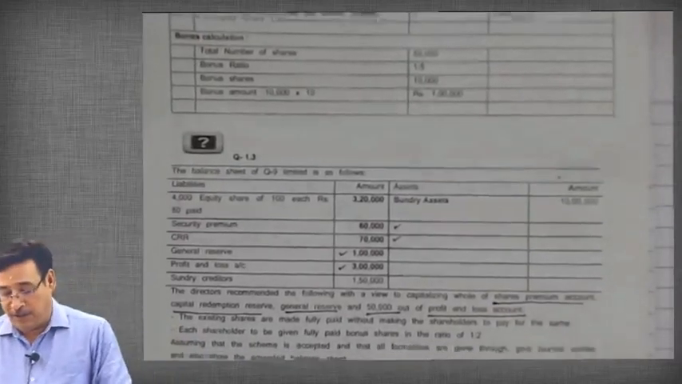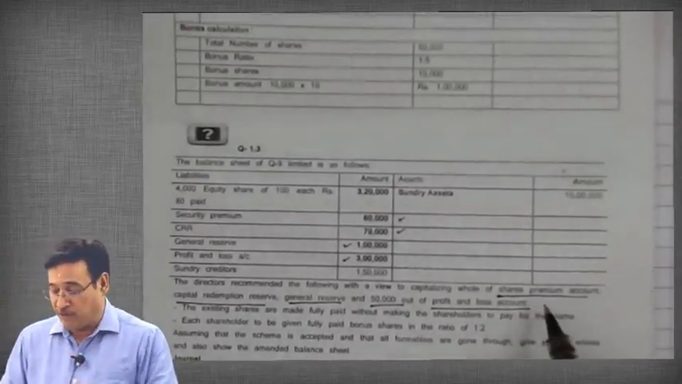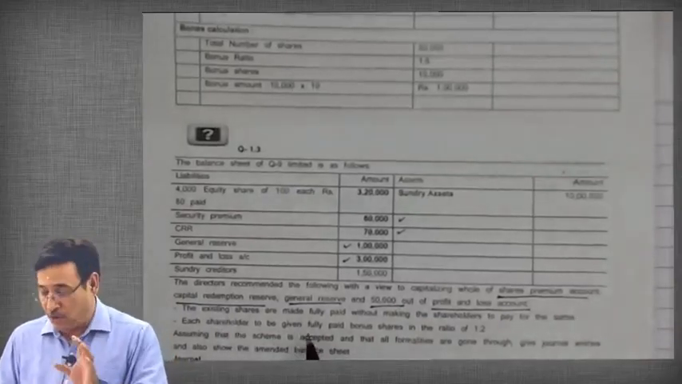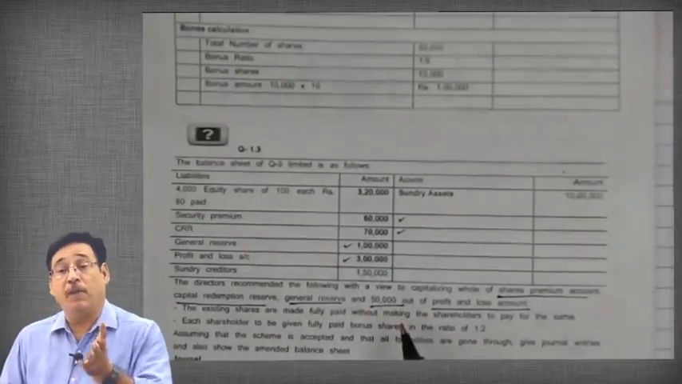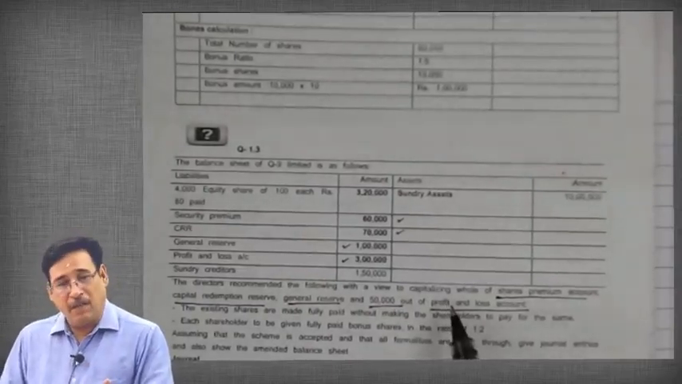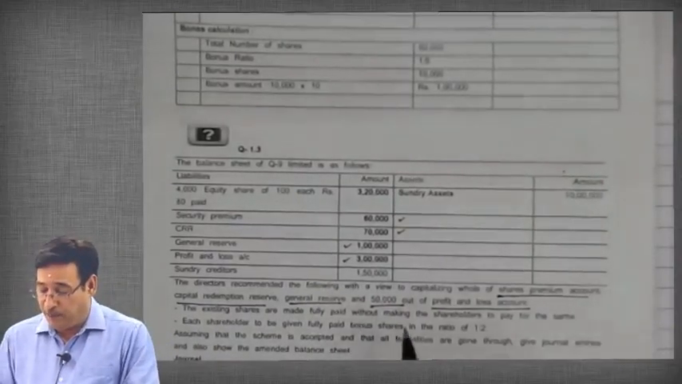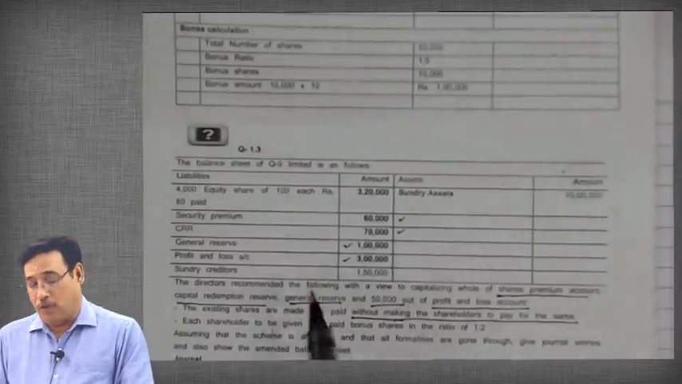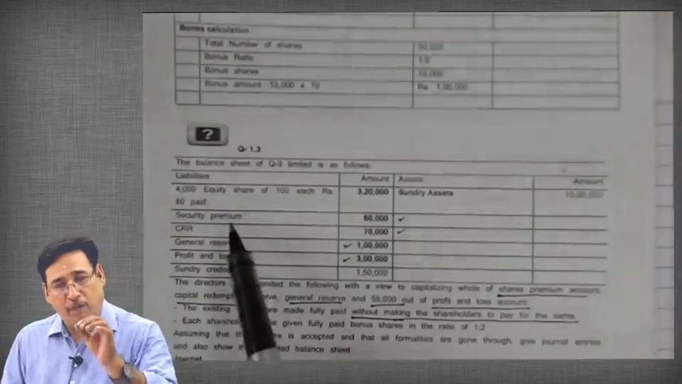What does this particular sentence mean? It means directors of the company want to utilize the entire balance of security premium, entire balance of capital redemption reserve, and entire balance of general reserve, and only 50,000 out of profit and loss account for the purpose of the bonus issue. Capitalizing means for the purpose of bonus issue. Existing shares are made fully paid without making the shareholder pay for the same. So existing shares, first of all, will be made fully paid without making the call.